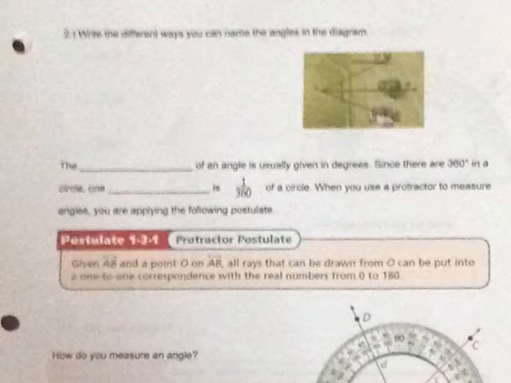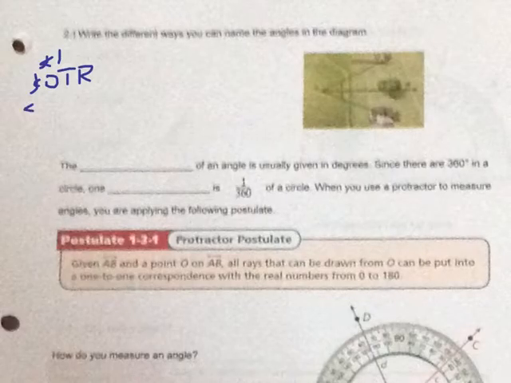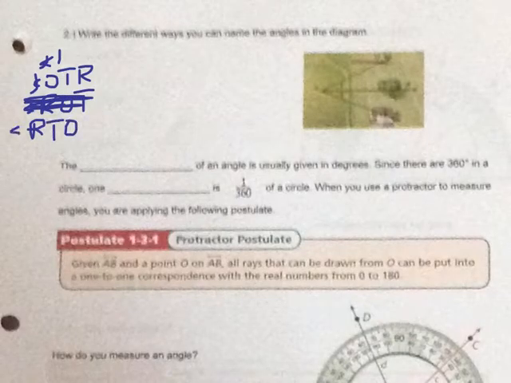Number 2 says write the different ways you can name the angles in the diagram. It's kind of hard to read here. If you look at the angle marked angle 1, you can name it angle 1. You can name it angle OTR, or you could name it angle ROT. All of those would be correct. We could not say OTR or RTO, because the T has to be in the middle. We couldn't say angle T, because you'd wonder, well, which angle T?